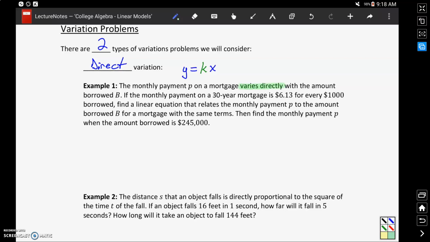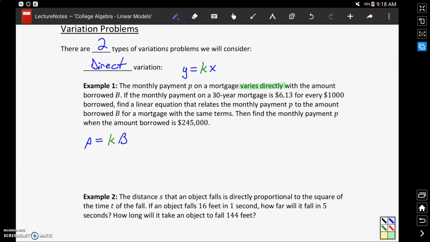So that's going to be the key piece of information that we're looking for to let us know we're using this direct variation approach. So it varies directly with the amount borrowed, B. This lets us know that we can set up an equation of the form P equals, so P varies directly with the amount borrowed, B. So we have our payment P set equal to the amount borrowed, B, times some constant. What we need to do then is pull the rest of the information that we need out of the problem so that we can solve for that constant.